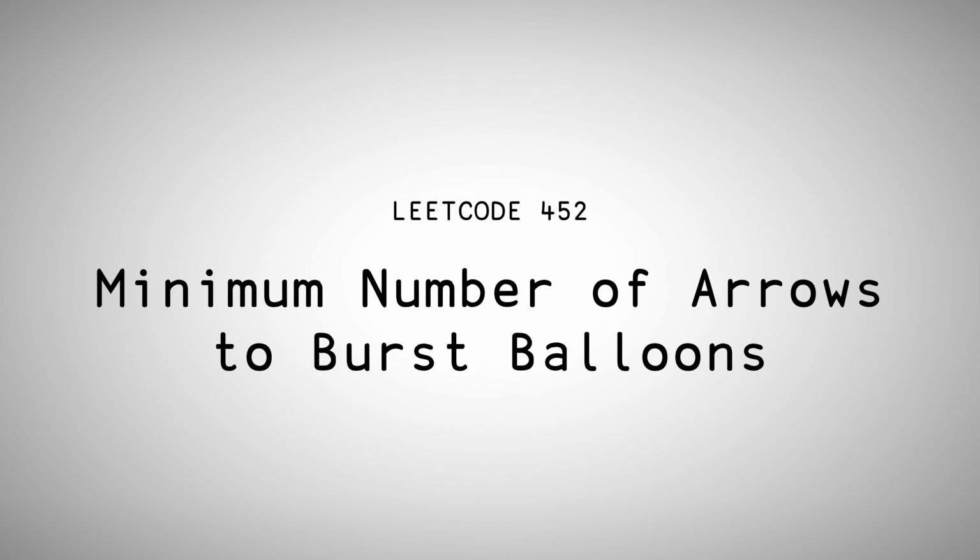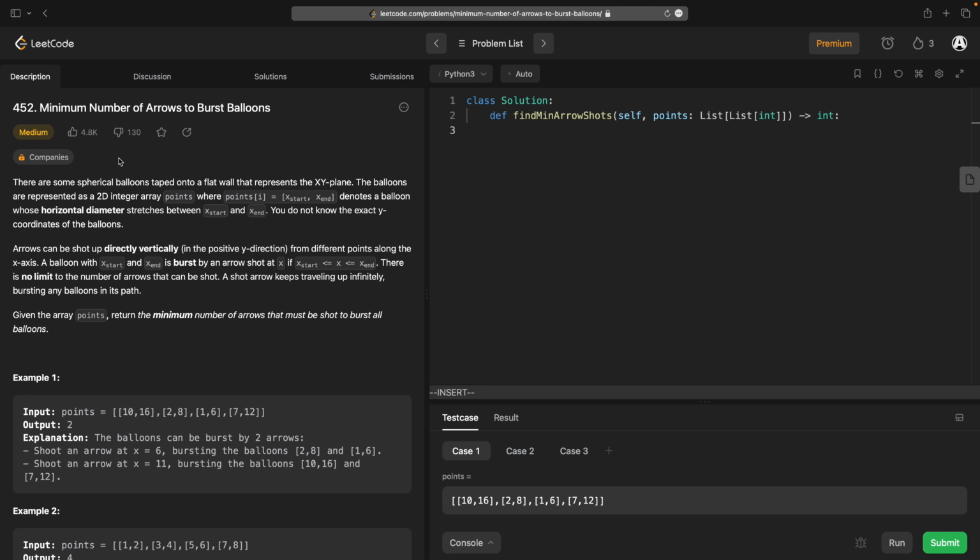Today we're doing the minimum number of arrows to burst balloons problem. There are some spherical balloons taped onto a flat wall that represents the XY plane. The balloons are represented as a 2D integer array points, where points[i] is the pair x start, x end, which denotes a balloon whose horizontal diameter stretches between x start and x end. You do not know the exact y coordinates of the balloons.